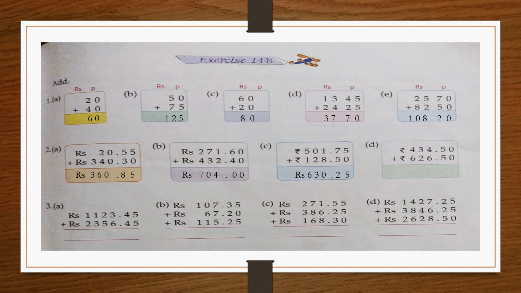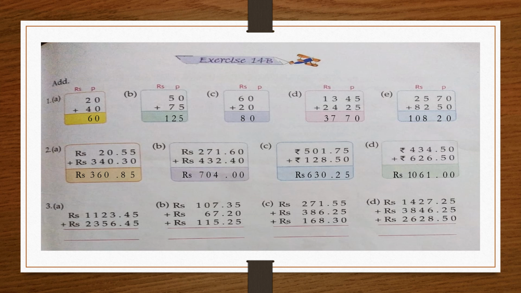In the next one, again 0 plus 0 is 0. 5 plus 5 is 10. So put 0 here and then 1 carry. Then 6 plus 4 is 10 plus 1, 11. Again 1 carry. So 3 plus 1 is 4 plus 2, 6. Then 6 plus 4 is 10. So you will get the answer 1061 rupees.